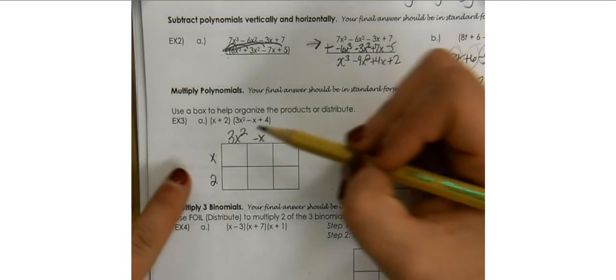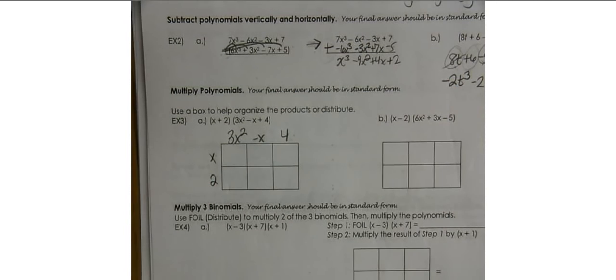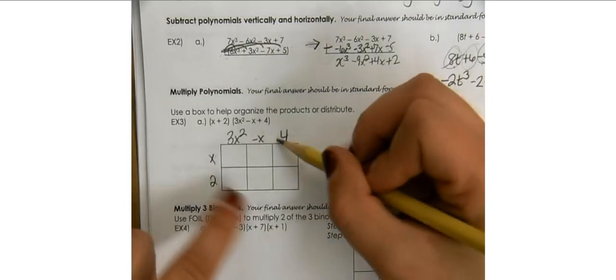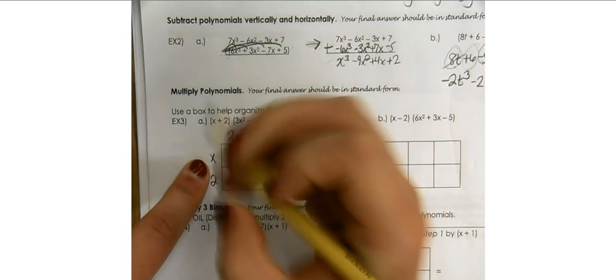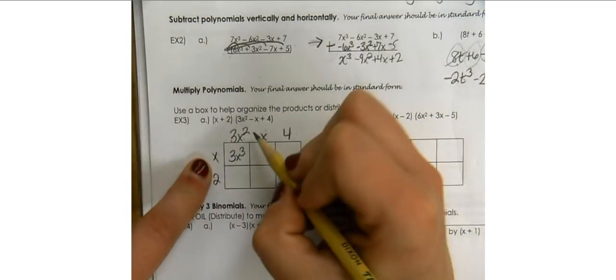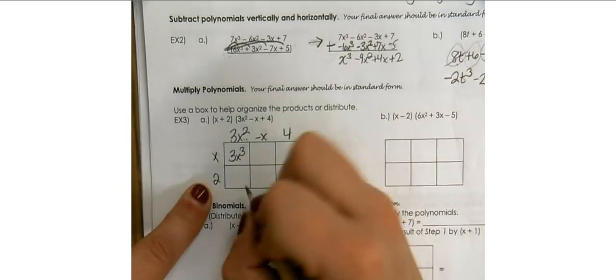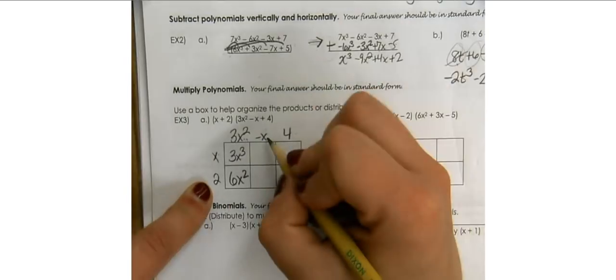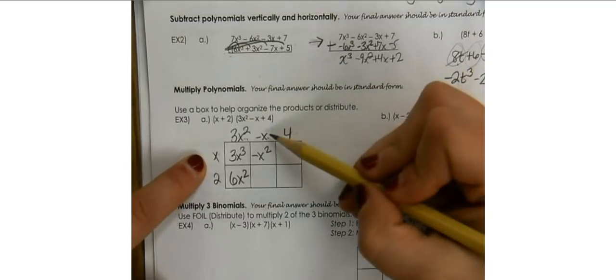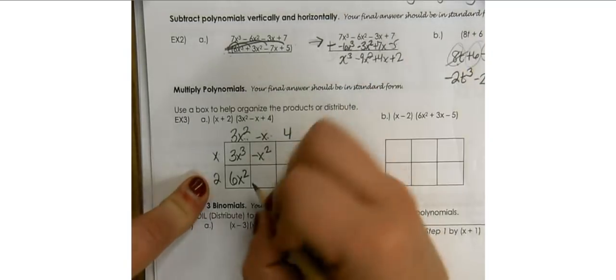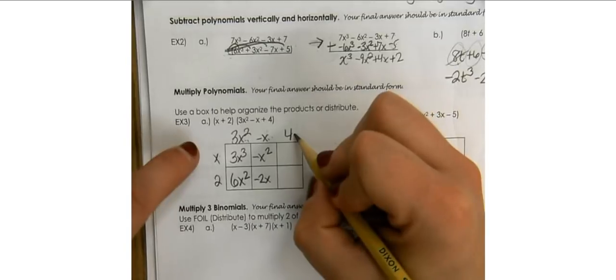And now, just like you would a Punnett square, you would multiply your factors in. So I'm going to multiply 3x squared times x to get 3x cubed. 3x squared times 2 is 6x squared. Negative x times x is minus x squared. Negative x times 2 is minus 2x. 4 times x is 4x. And 4 times 2 is 8.